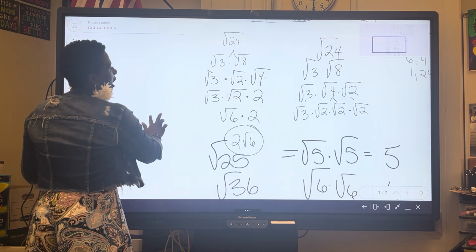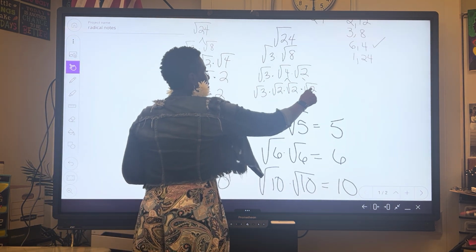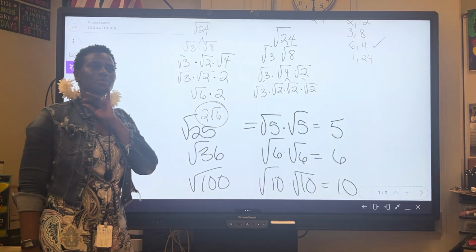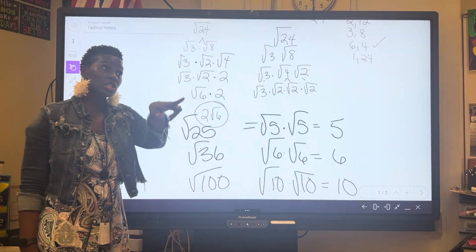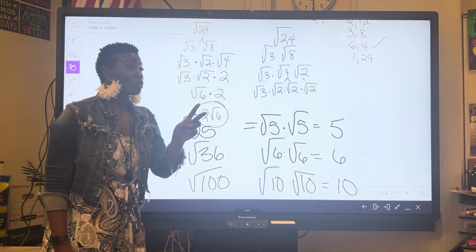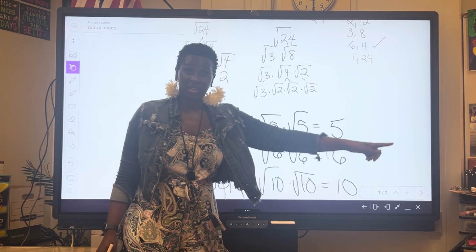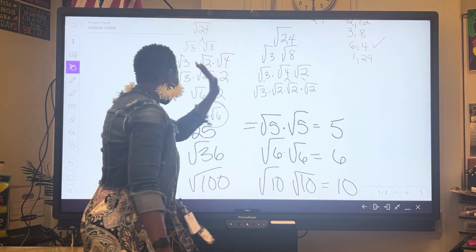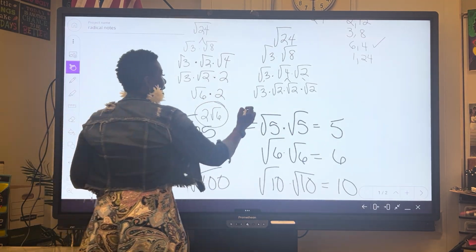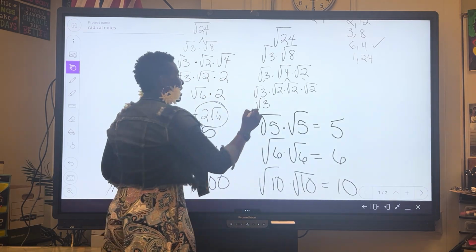So if we are here, what can I do? Think about what we just learned. I can multiply what? The 2's. I can multiply the 2 radical 2's, and what are they going to end up giving me? The whole number 2. So what do I have? Let's go back and look. I have radical 3. Y'all with me?